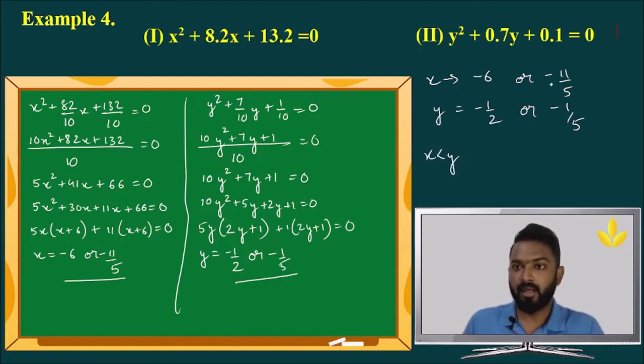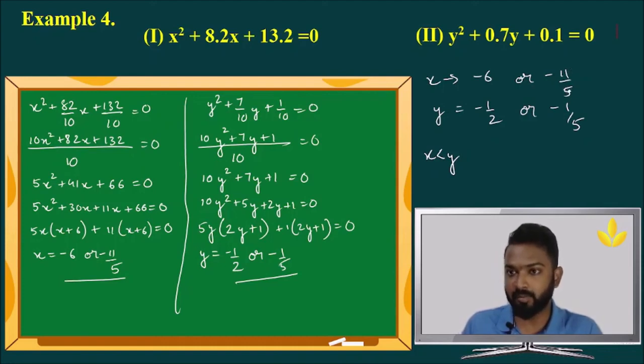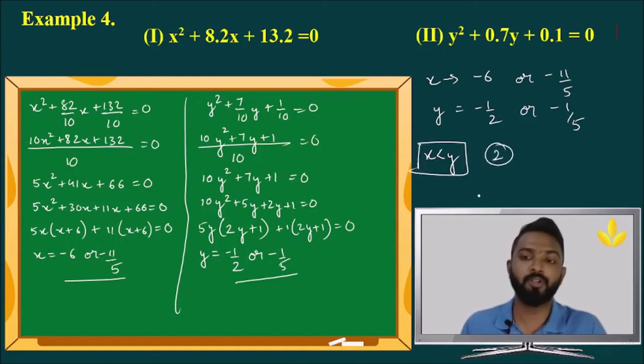Done. And if x is minus 11 by 5, that also, minus 11 by 5 again is less than both of them, because 11 by 5 is greater than 1, because the numerator is greater than the denominator, and both of them are less than 1. So obviously x is less than y. Answer is option number 2.